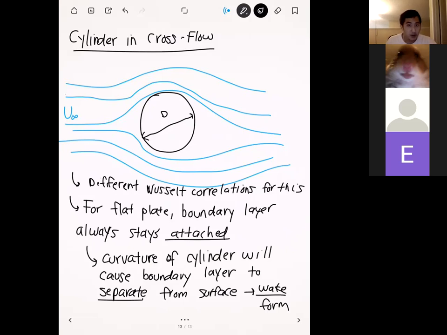Okay. And so let's talk about the wakes and how the boundary layer develops in these flows. Okay, and so let's go over a laminar case first. So let's basically assume that the entire boundary layer is laminar up to the point of separation.